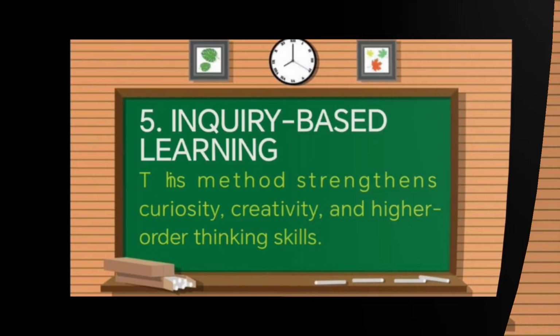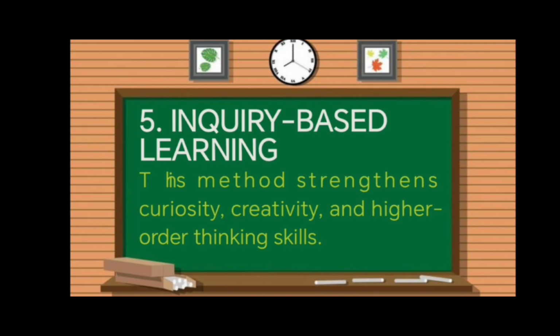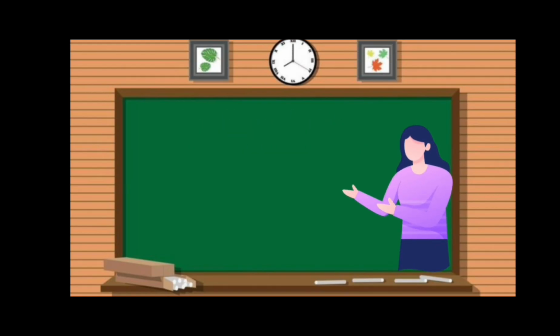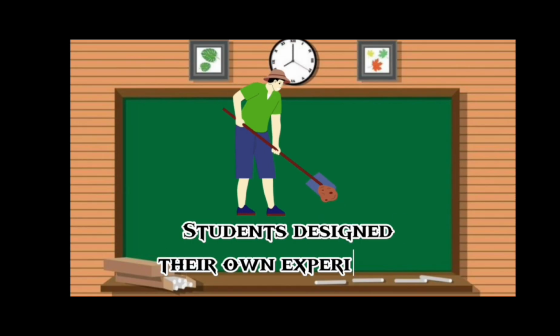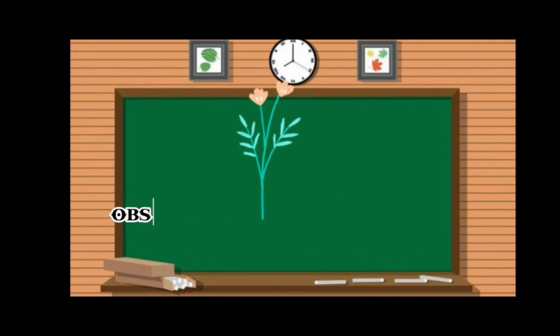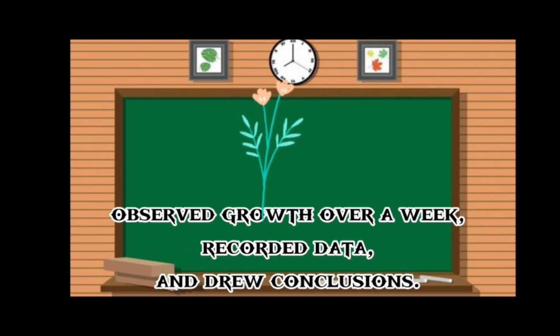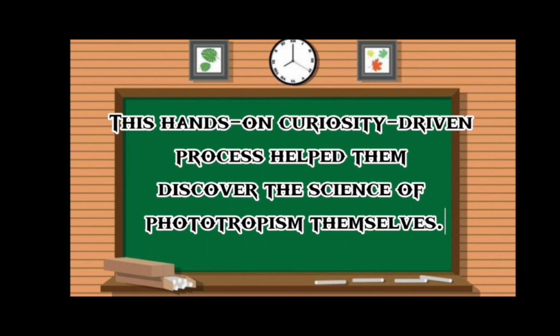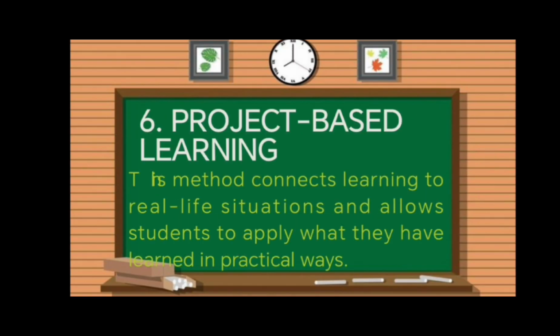Next is inquiry-based learning. This method strengthens curiosity, creativity, and higher-order thinking skills. For example, the teacher asks, "Why do plants bend toward light?" Students design their own experiments, observe growth over a week, record data, and draw conclusions. This hands-on, curiosity-driven process helped them discover the science of photosynthesis themselves.